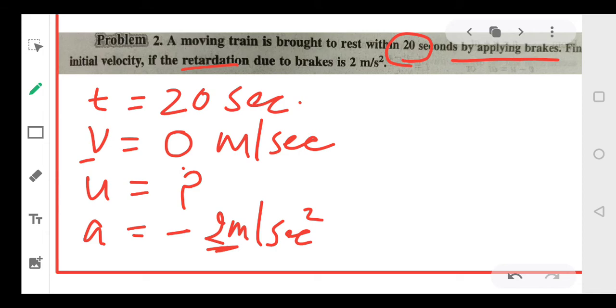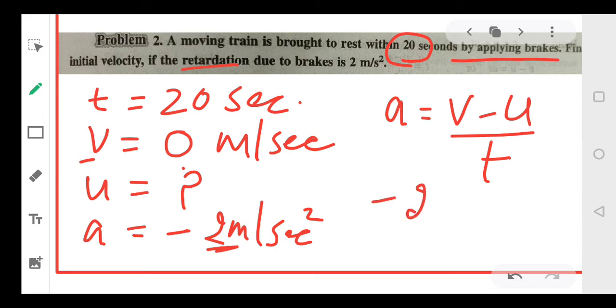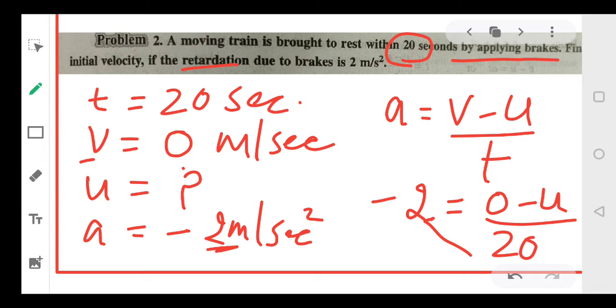We will again use the same formula. Okay everyone? What is the formula? A is equal to V minus U upon T. Same formula. So what is A? Minus 2. What is V? 0. U we have to calculate. T is 20 seconds. Just cross multiply it, everyone. This is 0, so 0 minus U. So just cross multiply it.